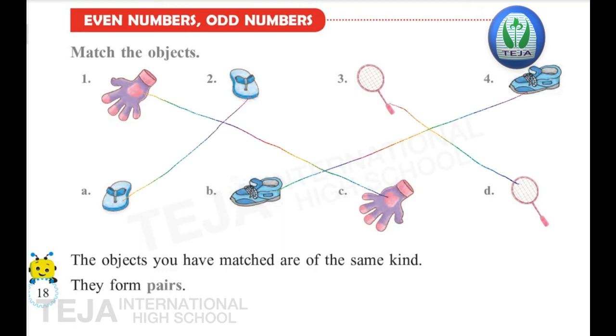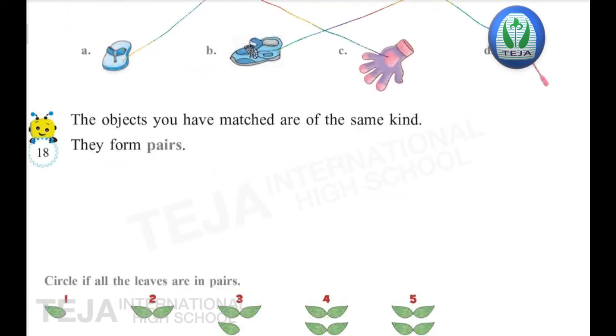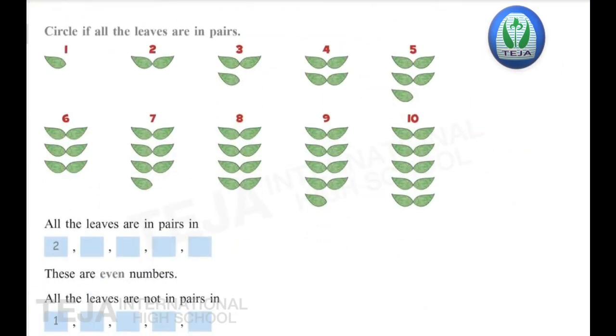Okay, children. Now we'll discuss the next page. Page number 19. Now here the leaves are given. What you have to do is circle if all the leaves are in pairs. Just now we discussed the pairs. Pair means it's objects of two. The same kind of objects of two is called as pair.